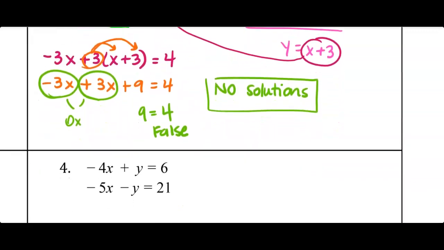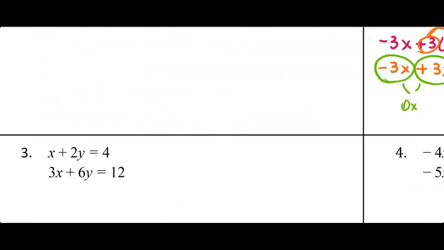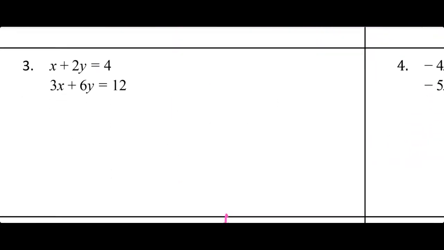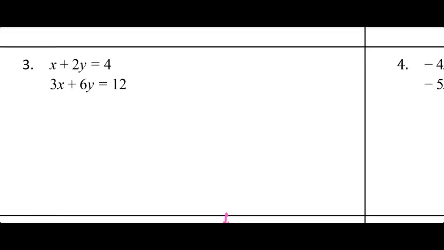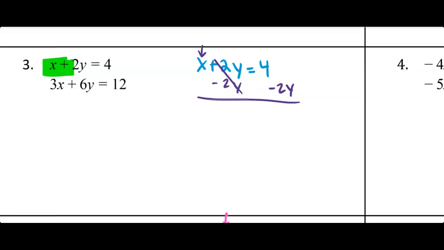The last one I want to look at is number 3. Just like before, we have an x that has a positive 1 coefficient. So that is the equation I'm going to choose to solve. To get my x by itself, I will subtract the 2y from both sides, giving me that x is equal to negative 2y plus 4.